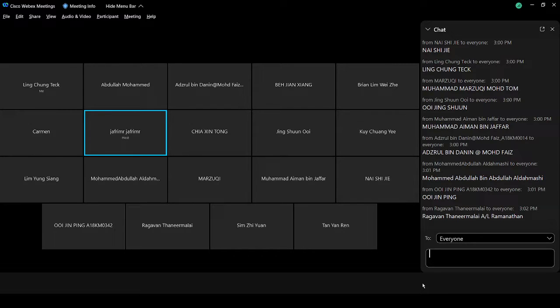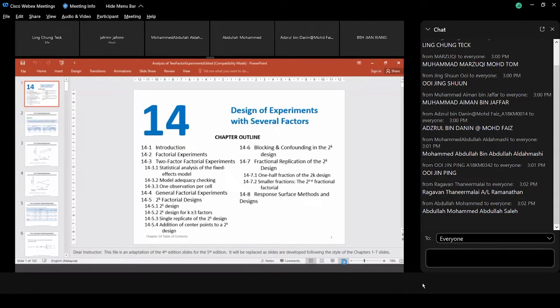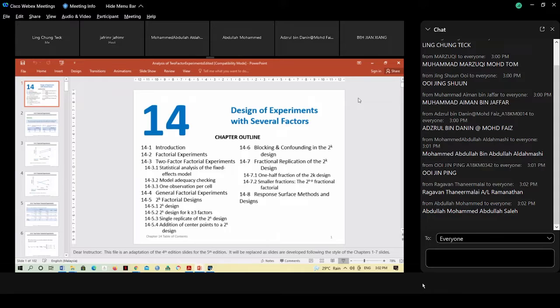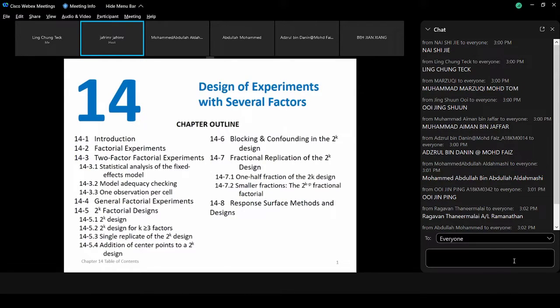Can you see the slides? I hope you can see the slide, right? Can you see the slide now? Yes, okay, good.